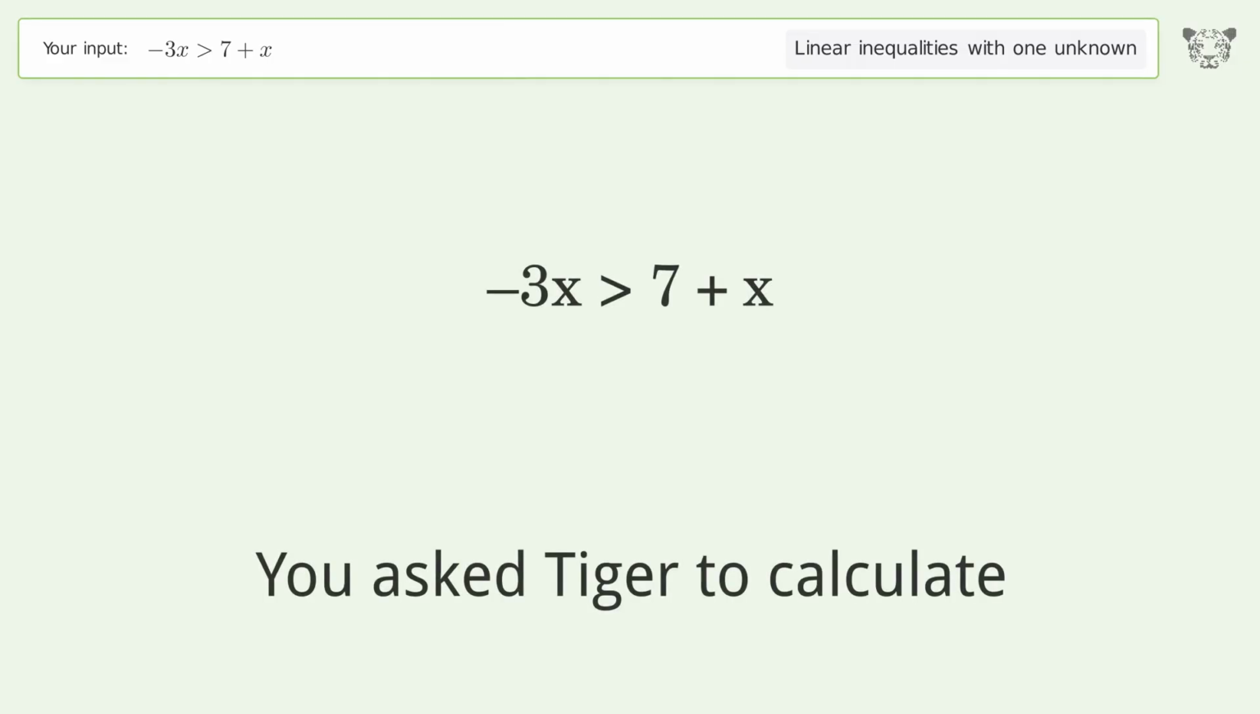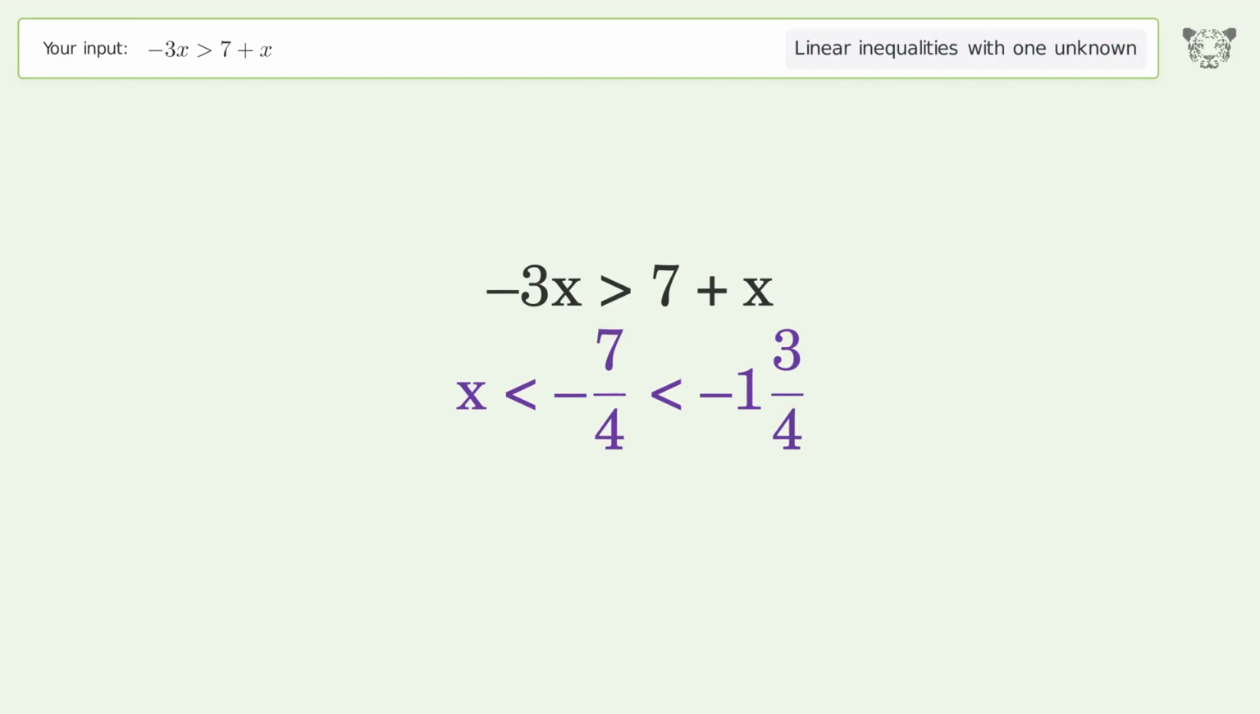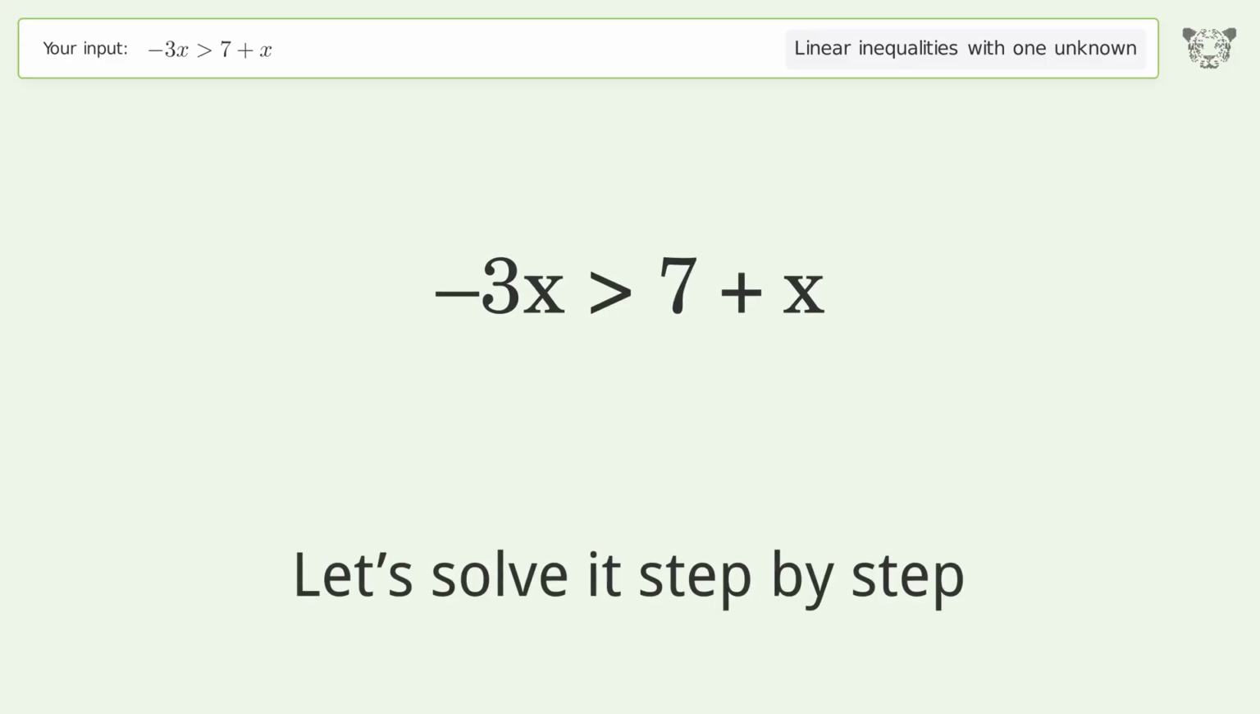You ask Tiger to calculate. This deals with linear inequalities with one unknown. The final result is x smaller than -7/4 smaller than -13/4. Let's solve it step by step.